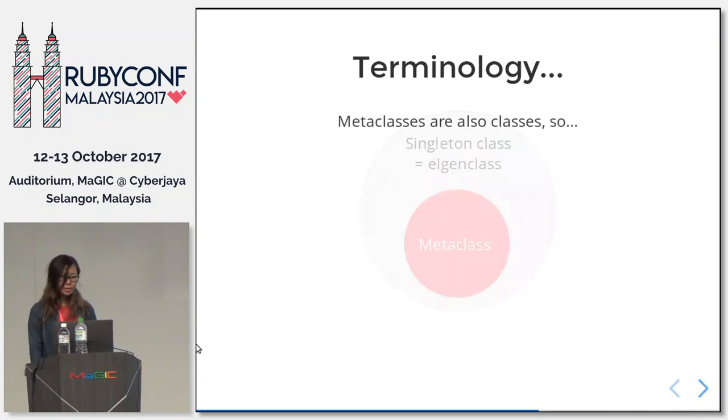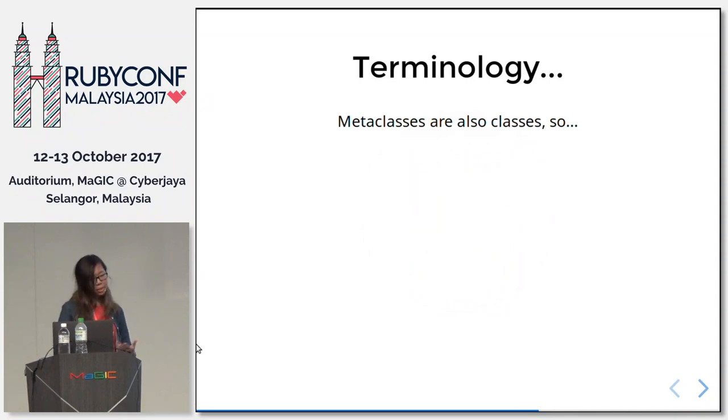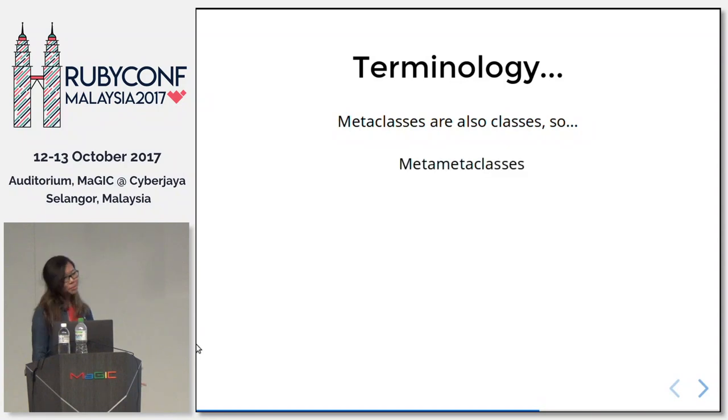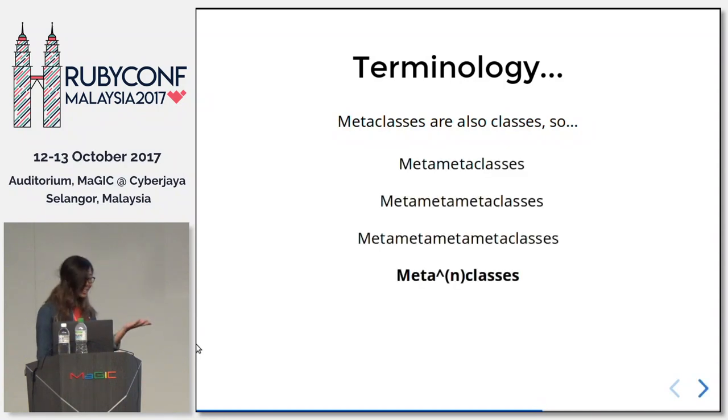And because singleton classes or metaclasses are also classes, you can have metaclasses of metaclasses. So meta-metaclasses and meta-meta-metaclasses. And in general, you can have meta to the n classes, although if you think about it, any n greater than 1 is practically useless, right? But it's just kind of fun to realize that Ruby's object model actually allows you to do this. Okay, so let me talk about metaclass creation.